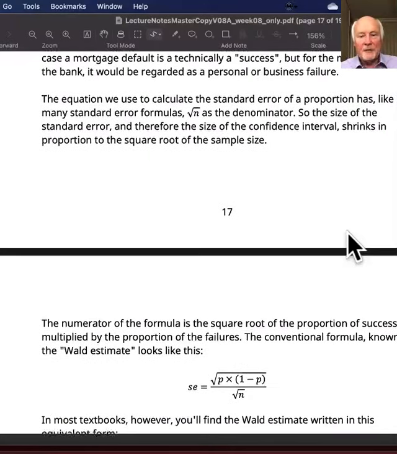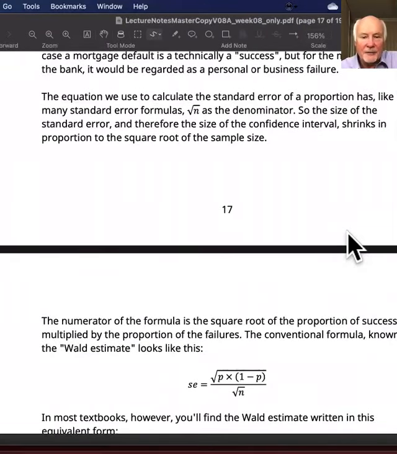Now, in the formula that we're going to get to in a moment, the denominator, the bit on the bottom, is the square root of n, and that's the same in our formula for the standard error of the median, which also has the square root of n on the bottom. That's pretty typical of standard error formulas. What that means is that the size of the standard error gets smaller in proportion to the square root of the sample size. I've talked about this before. Basically, if you want to shrink the standard error by half, you've got to increase the sample size by 4 times.